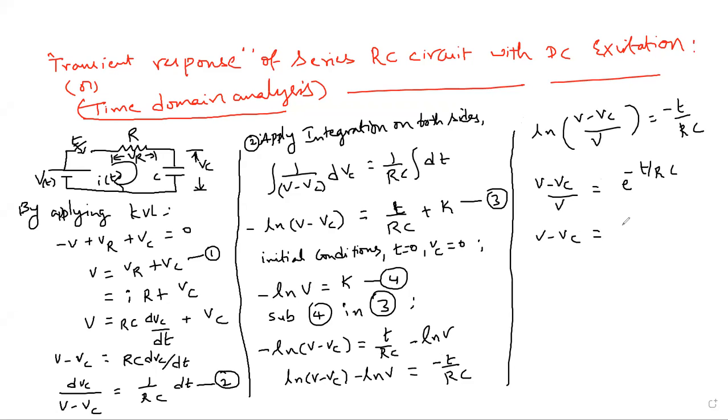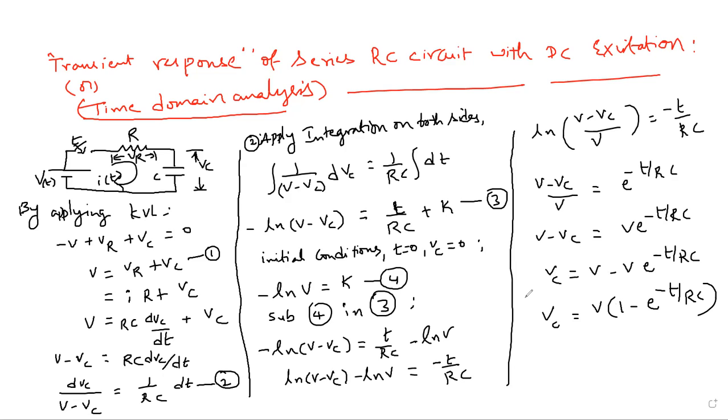So from this, your Vc equals V minus V into e power minus t by RC. Therefore, if you take V common, done, completed.